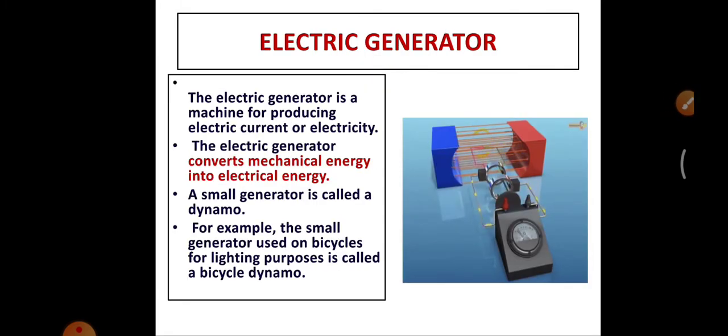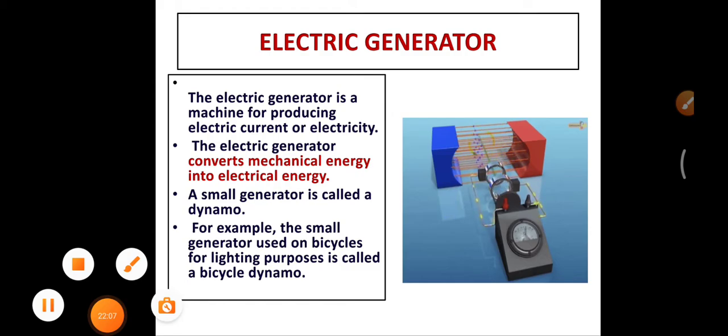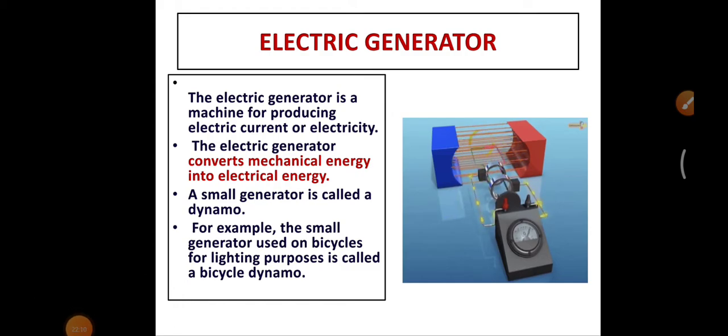So now you know what is meant by direct current and alternative current. What is the difference between the direct current and alternative current? And what are the sources of direct and alternative current, we know that. And advantages also we know that. The next topic is electric generator.